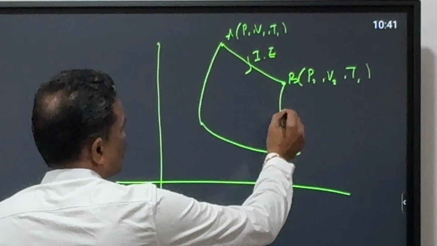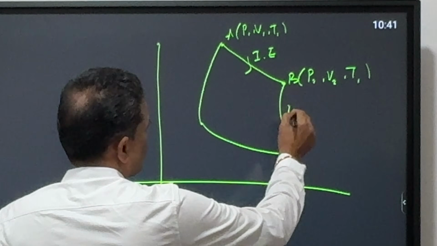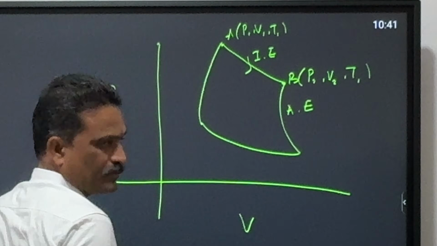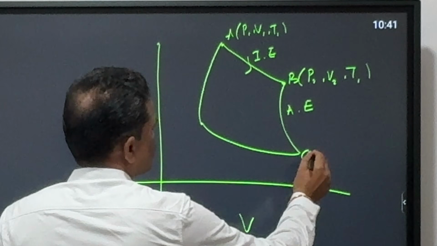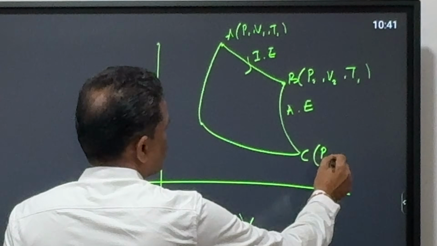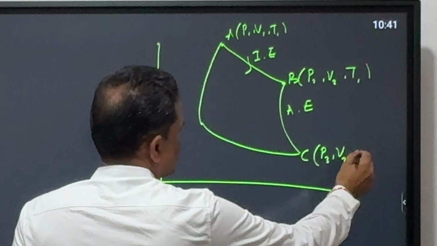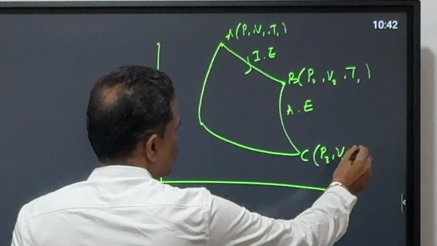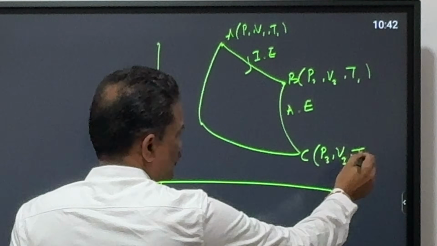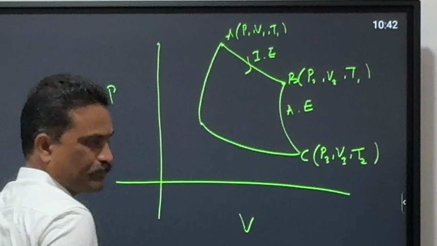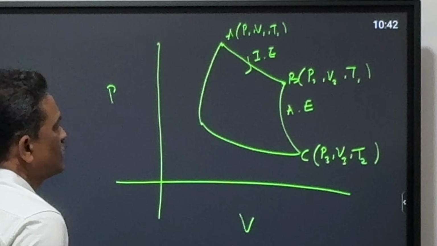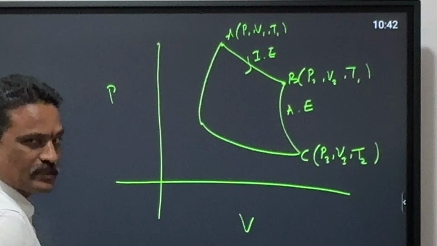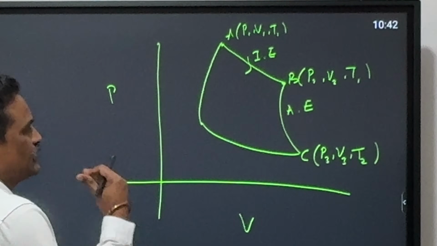And here adiabatic expansion. So point C, this is P3, V3, temperature falls. Temperature decreases in adiabatic expansion because I am not supplying any external heat energy.